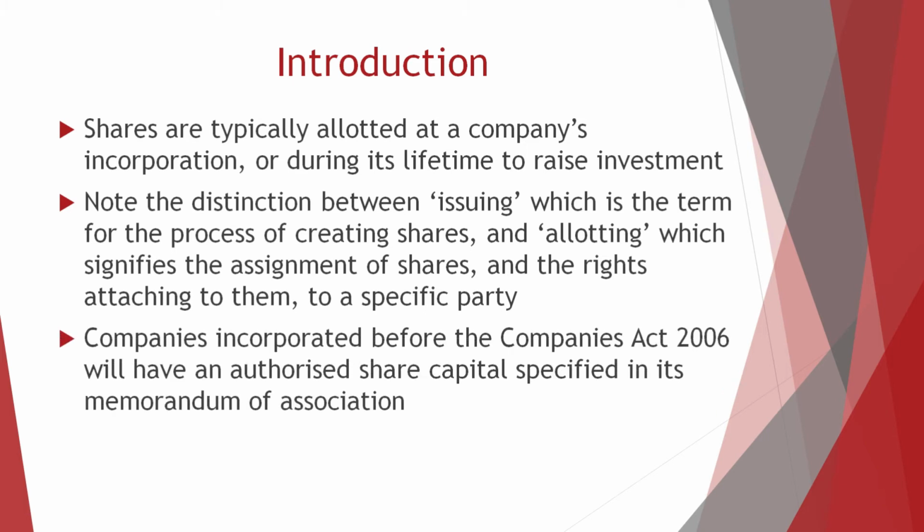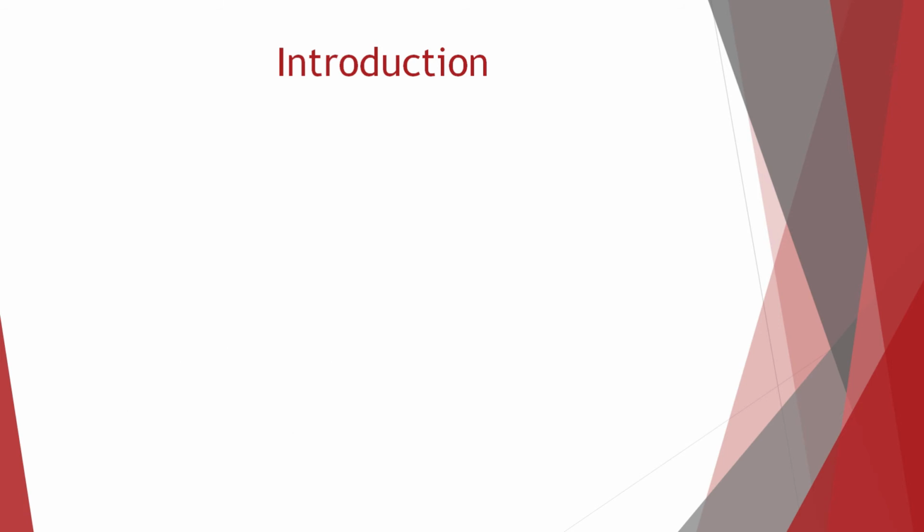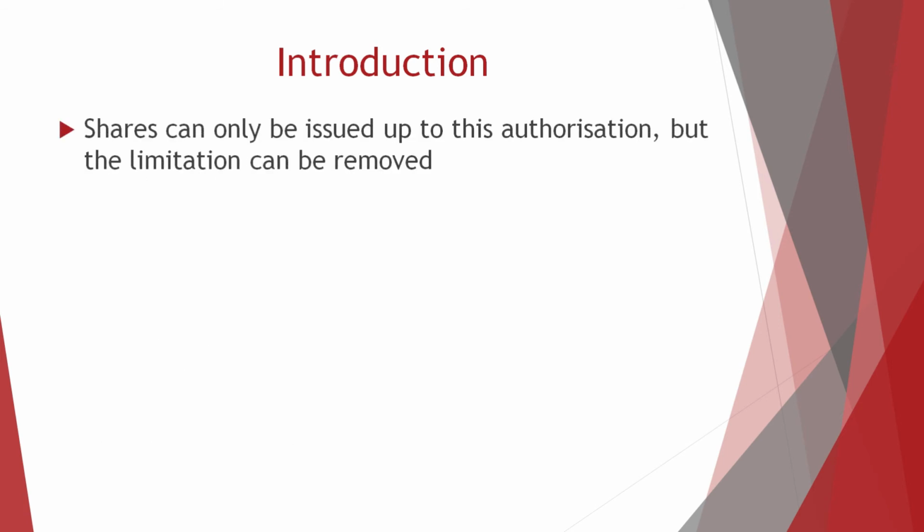Companies registered prior to the Companies Act 2006 will have an authorised share capital provision in its Memorandum of Association, unless it has been subsequently removed. It might look a little like this. Shares can only be issued up to this authorisation. However, the limitation can now be removed by amending the company's articles.